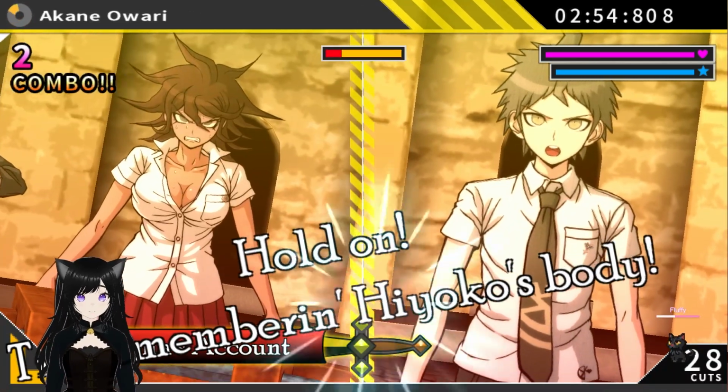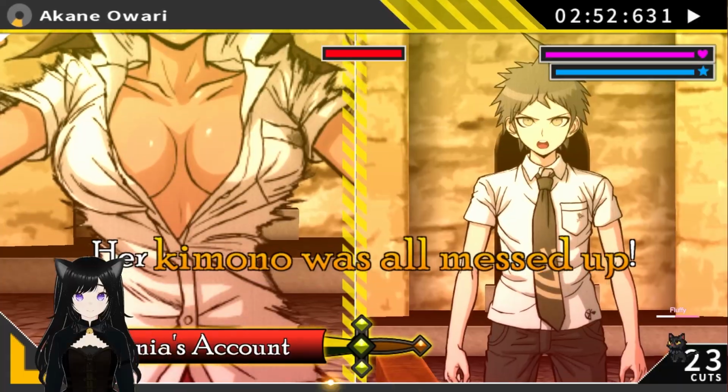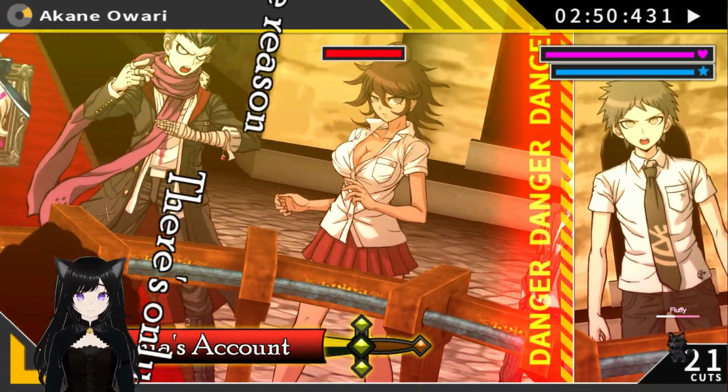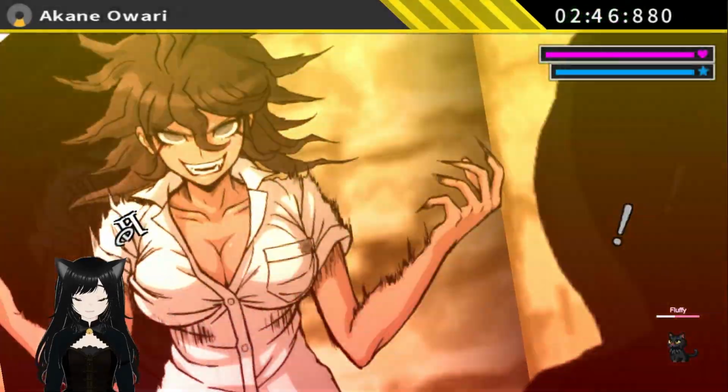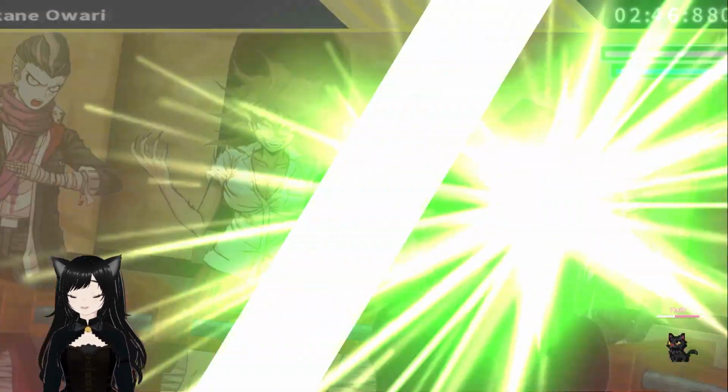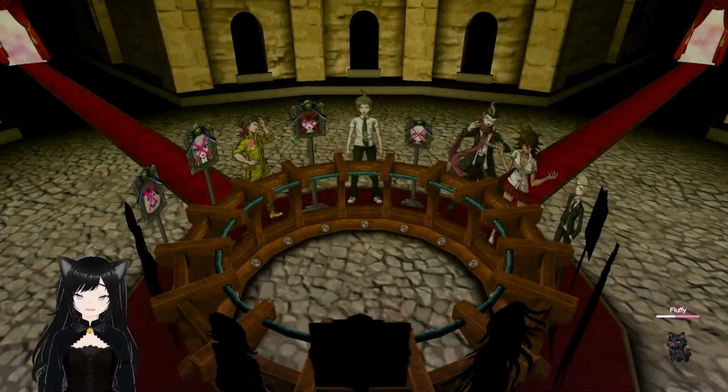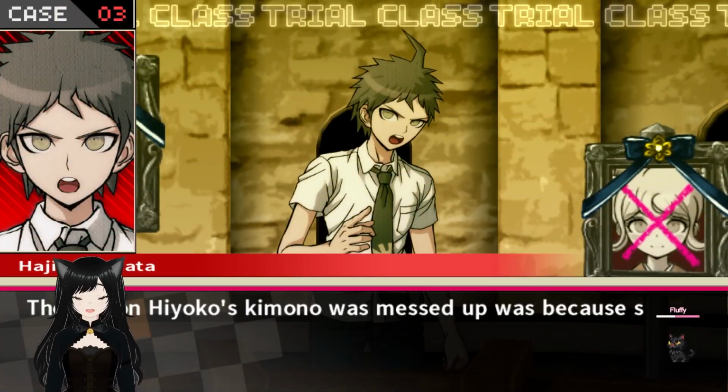Hold on. Try remembering Hiyoko's body. Her kimono was all messed up. Yes? There's only one reason her kimono would be that messed up. She fought the killer. No. That's not true. Allow me to cut through those words. Oh my goodness. I was so distracted by the story. I forgot we were supposed to be arguing.